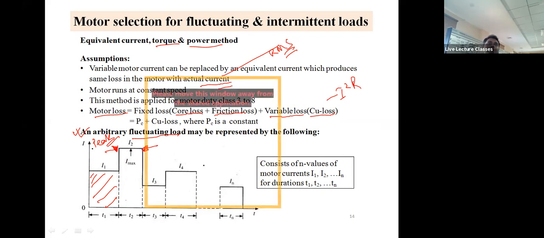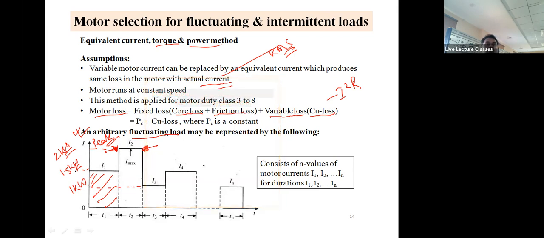Say this peak needs a power of say 2 kilowatts, but this needs a rating of say 1 kilowatt. So which motor will you try to buy? Tell me. And this is 1.5. So the essence is that you will try to buy a motor in between 1 and 1.5 kilowatt that is able to handle the 2 kilowatt peak load for some time, right?